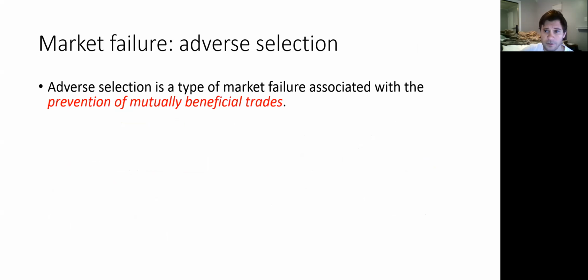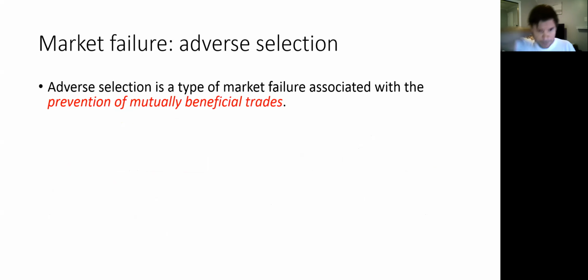I'm going to argue here that adverse selection is a market failure associated with the prevention of mutually beneficial trades. If the insurer knew what risk category you were, and you knew that the insurer knew, then you're willing to pay a low premium if you're a low type, and they'll charge you a low premium if you're a low type, and there's no problem. We can make that mutually beneficial trade.